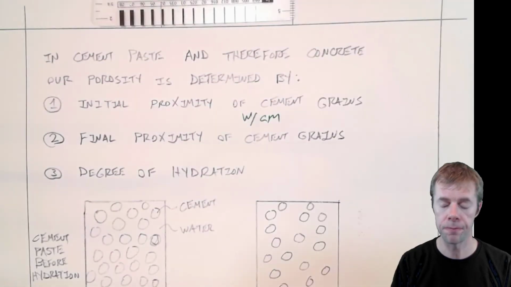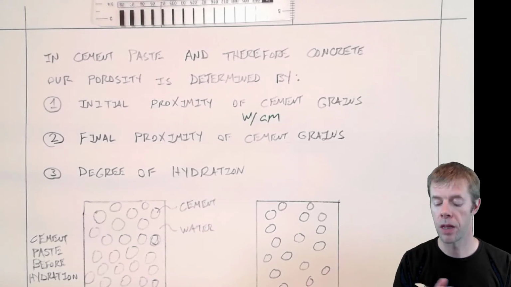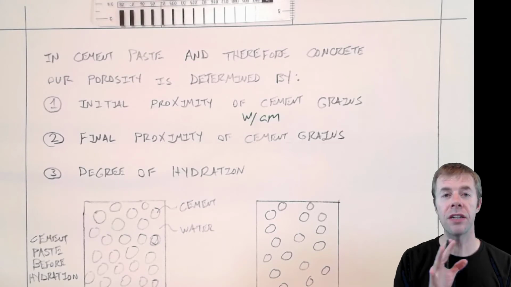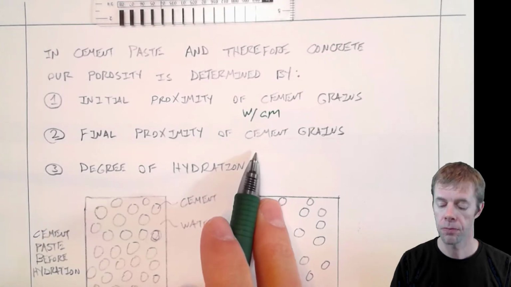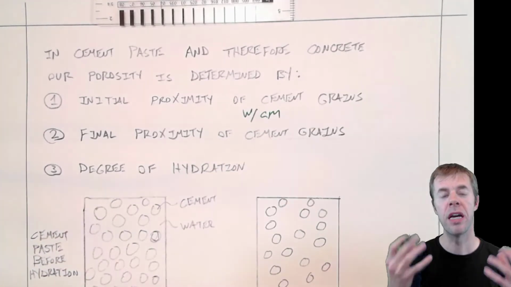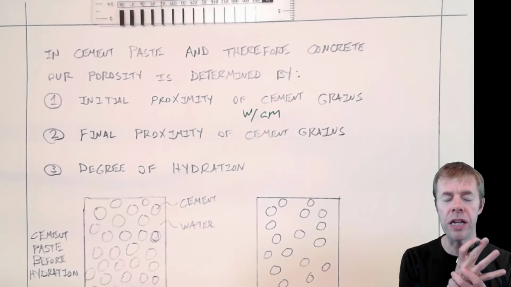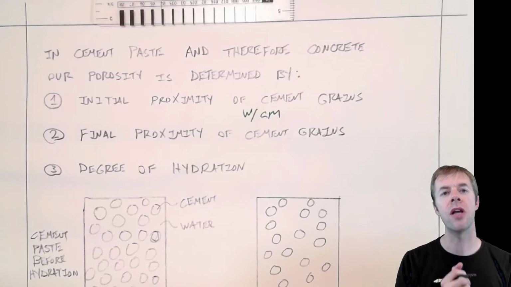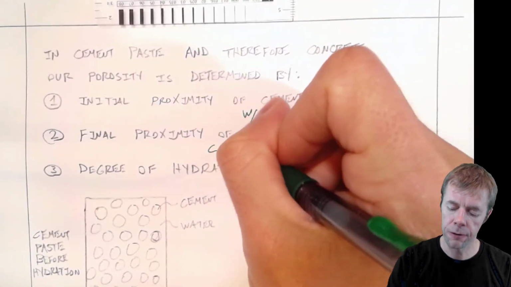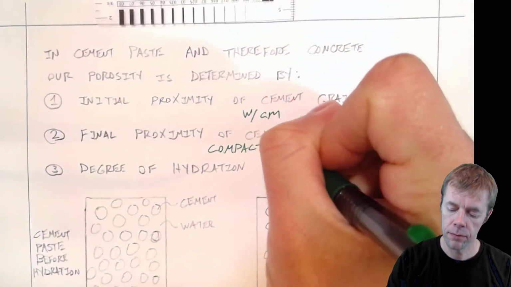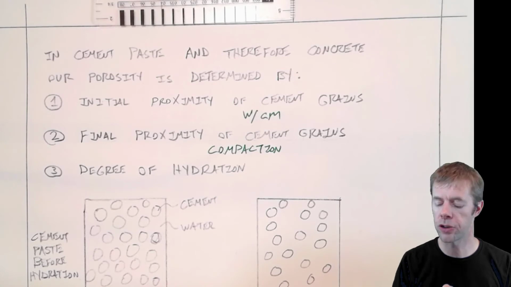This is what Abrams talked about when he very first discovered the importance of the water to cement ratio. But that's not enough. It's also important to consider the final proximity of the cement grains. Where do these cement grains end up in the final concrete? Because they might not be the same. There might be something that gets introduced that causes them to not be as close together as we would like. And this is controlled by compaction. I'll explain what that is coming up, but that's just compacting it and getting all the large air bubbles out of our concrete as you're making it.